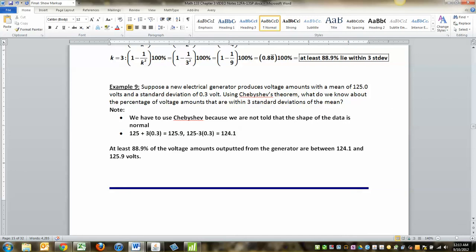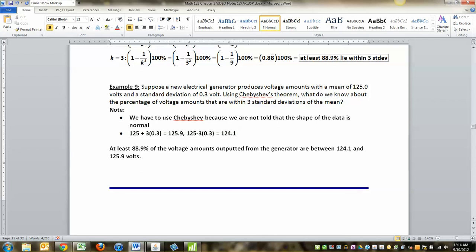So notice we have to use Chebyshev in this problem because we are not told anywhere in there that it's normal. Since we don't know the shape, we have to go with Chebyshev, which is weaker than the empirical rule. If we knew empirical rule, things would be great. Then I found what 3 standard deviations away was. I took 125 plus 3 times the standard deviation. That got me that number, 125.9. And then I minus 3 standard deviations. That got me 124.1. And Chebyshev says that at least 88.9%, because we found that with this formula, of the voltage amounts outputted from the generator are between 124.1 and 125.9 volts.